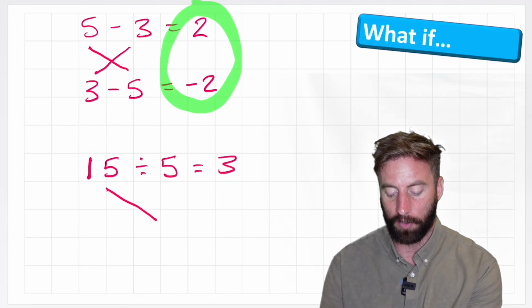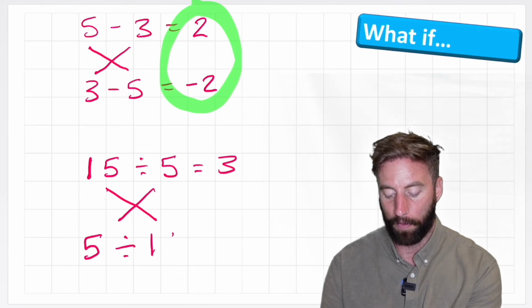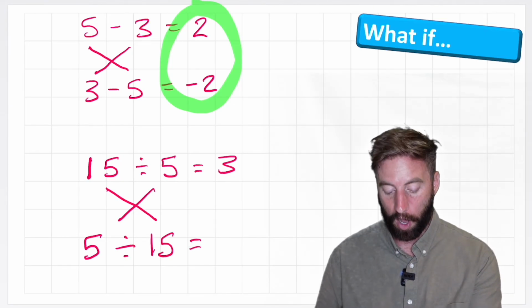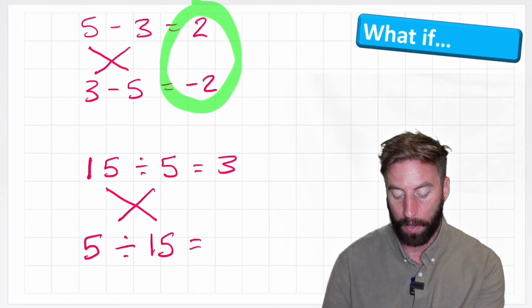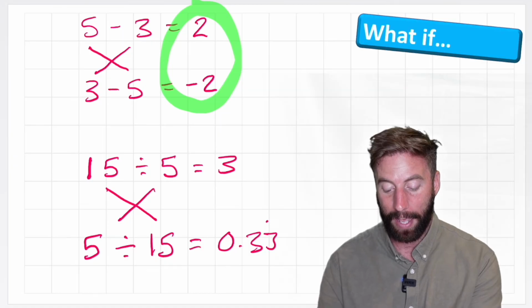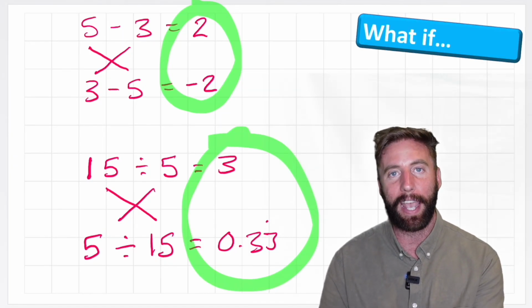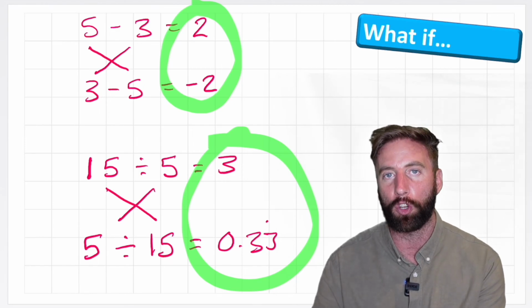Let's move our digits around, and now I have 5, and I'm sharing it with 15. Well, this is actually quite a hard question to answer, but I know that my answer is 0.33 recurring, and again, definitely not the same answer. So again, division is not commutative.